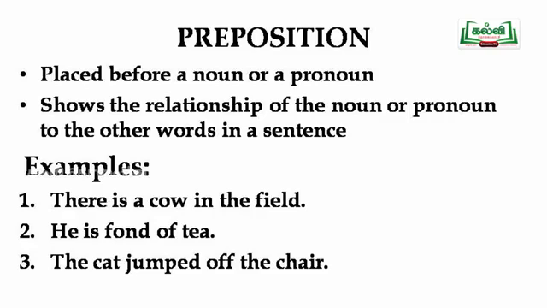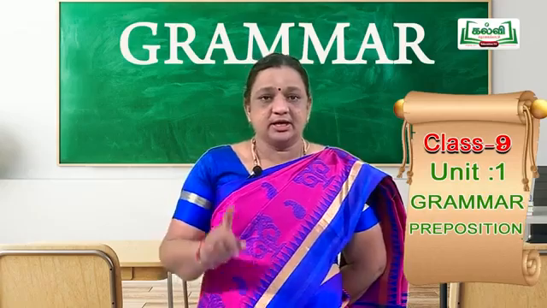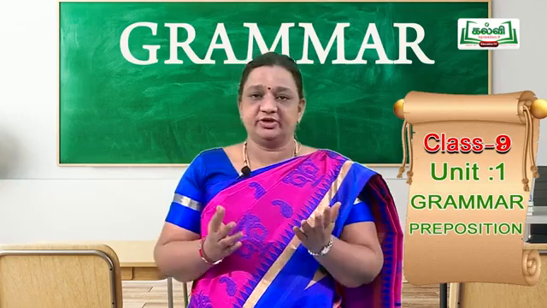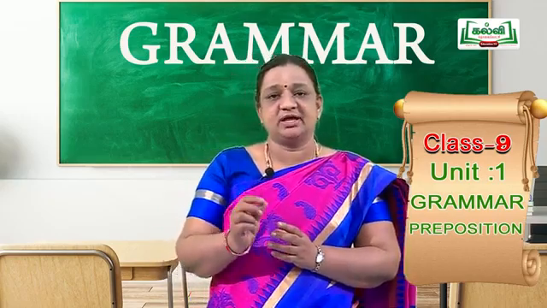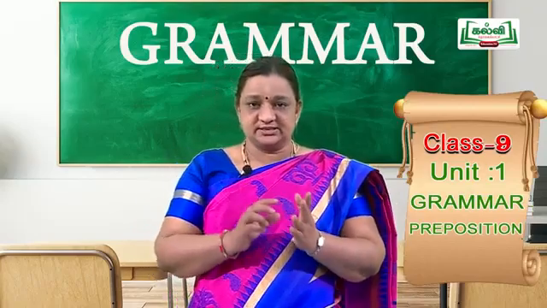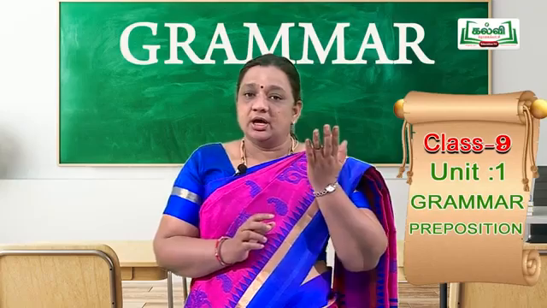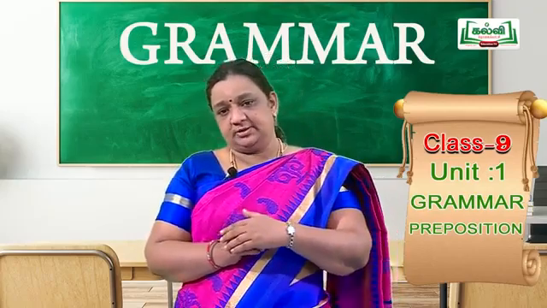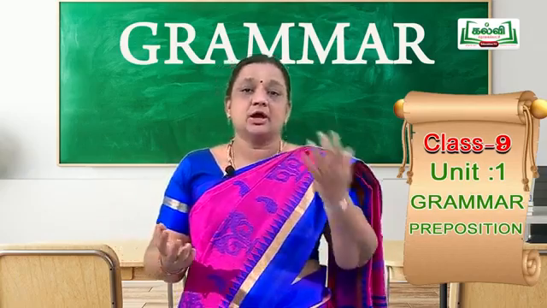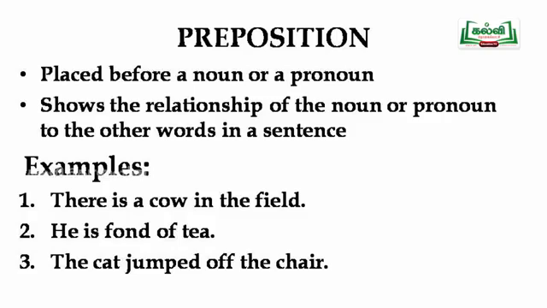For example, see the sentence, there is a cow in the field. Here, in is the preposition. In connects the cow and the field. This connection is given by the preposition in. This is the link. In tells us that the cow is in the field. So, it is inside the field. And what is in the field? The cow is in the field. So, this link is given only by the preposition.